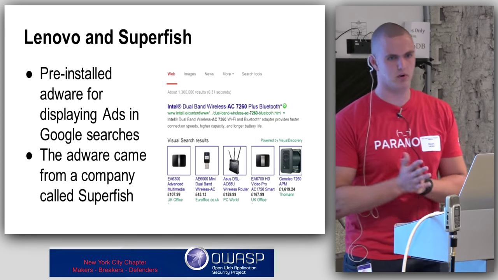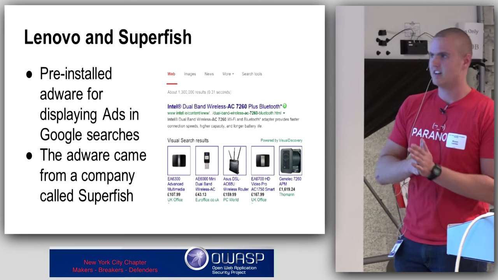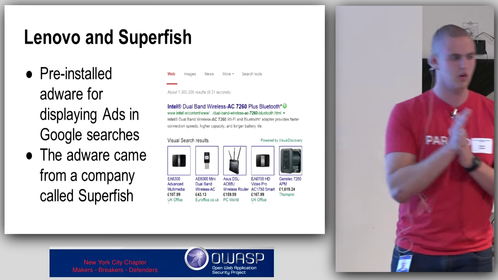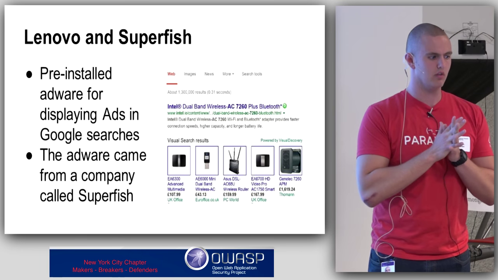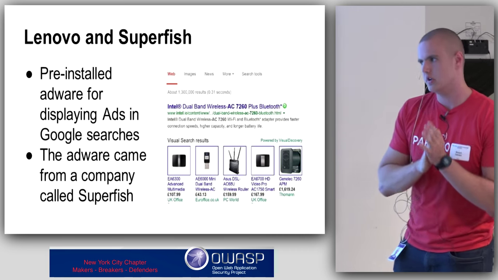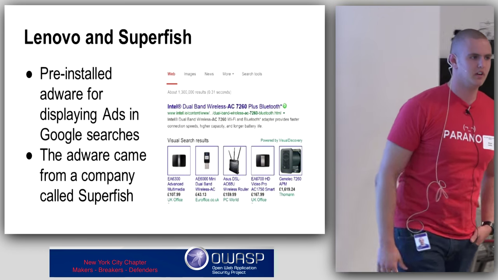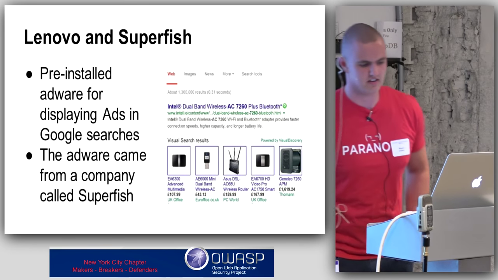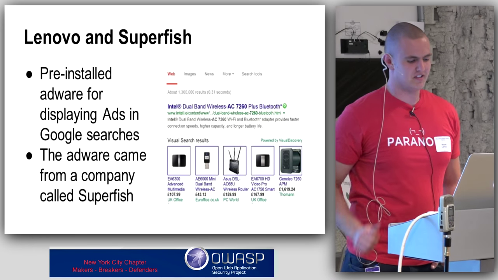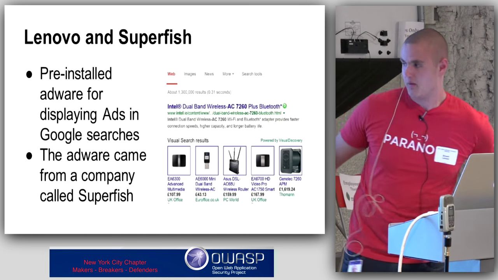Cool. So the next part of the talk, I'm going to talk about Lenovo and Superfish. I'm sure we all heard about this and the blunders related to it. Lenovo, starting in the fall of last year, was pre-installing an adware called Superfish. What this thing would do is display ads in Google searches. You can see it right here. It's called Visual Discovery. If you go read the forums, it was actually kind of funny. They were talking about how it was a great benefit to their users, which may be true, but it's still very shady. And I don't think most people like ads. So anyways, the company was called Superfish.